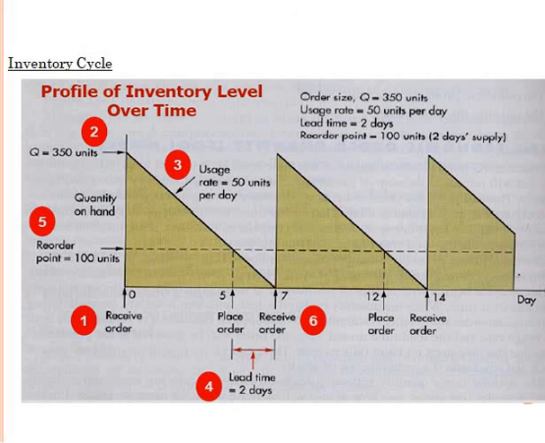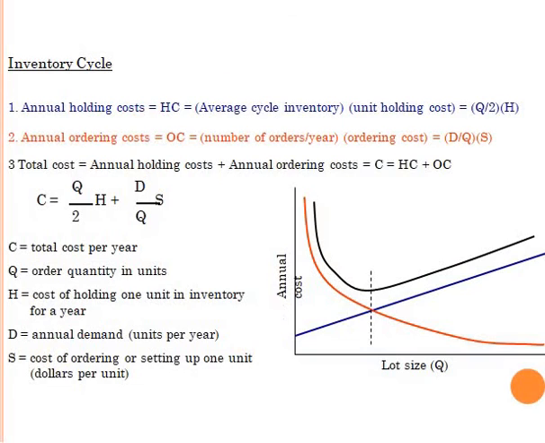The things that I need to know is the order quantity, which is Q equals 350. We represent it with a Q. And you will have to know these names: the usage rate, lead time, and the reorder point. Now I want to see how I do the calculations. I'm interested in knowing the total cost, which is related to the holding cost and the ordering cost.